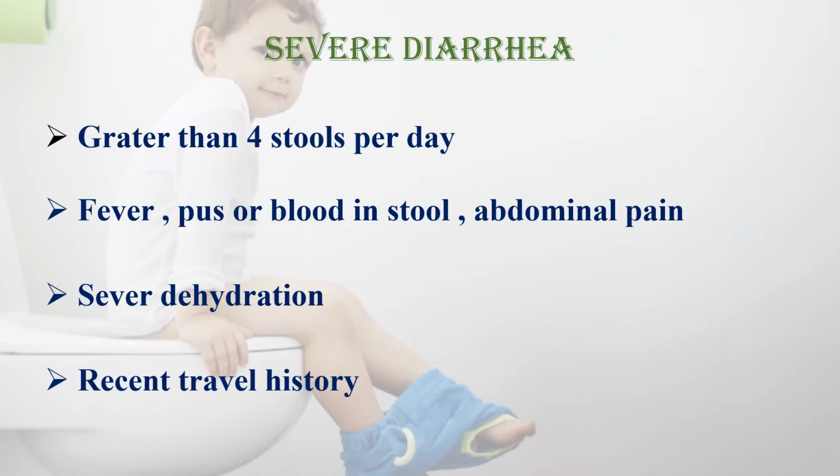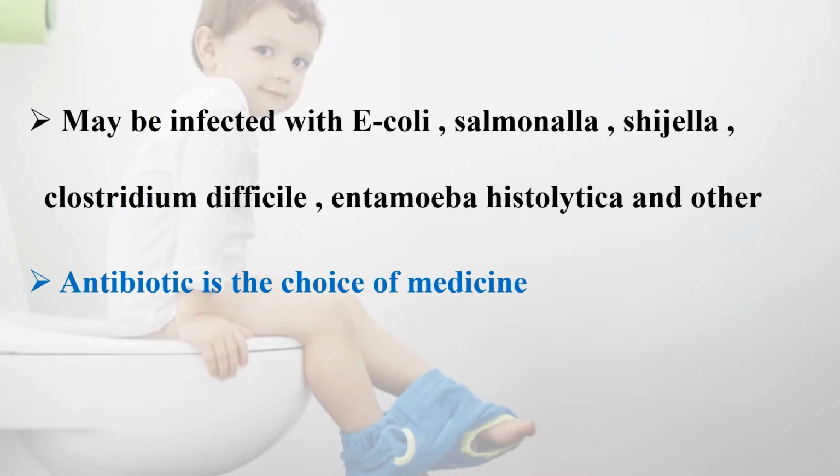Severe diarrhea: greater than 4 stools per day, fever, pus or blood in stool, abdominal pain, severe dehydration. Check for recent travel history. In case of severe diarrhea, the patient may be infected with E. coli, Salmonella, Shigella, Clostridium difficile, Entamoeba histolytica, and others. Antibiotic is the medicine of choice.